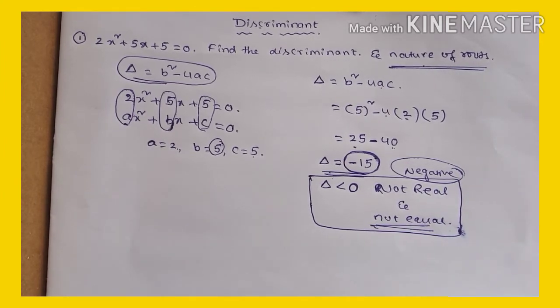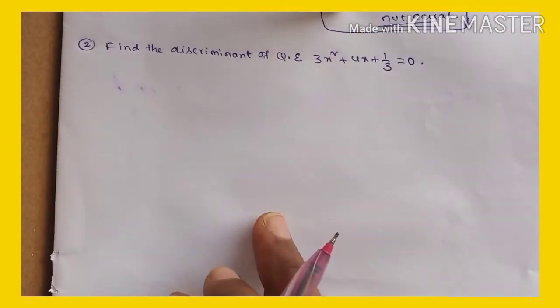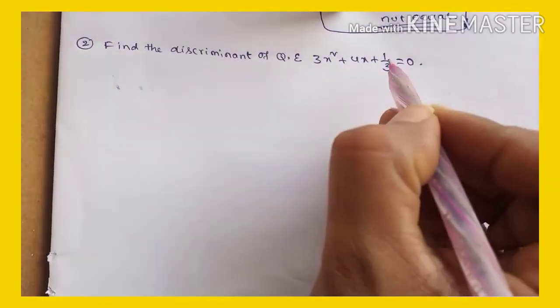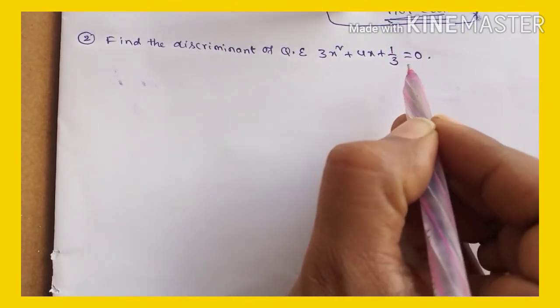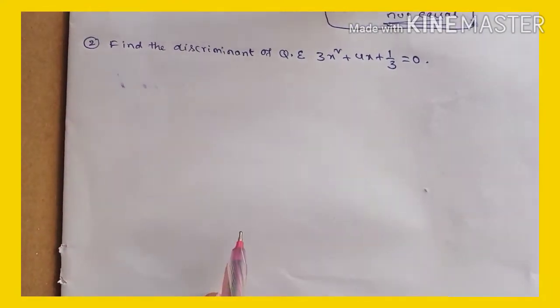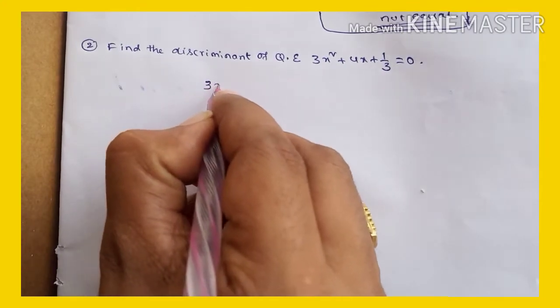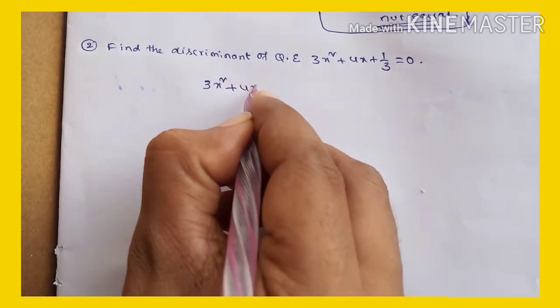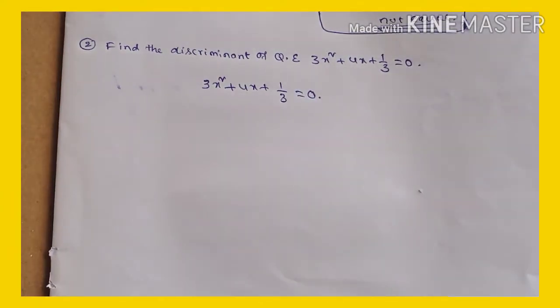Okay, let's discuss one more problem. Here is a quadratic equation with fractions: 3x square plus 4x plus 1 by 3 is equal to 0. For that we have to find the discriminant. Now the given equation is 3x square plus 4x plus 1 by 3 is equal to 0.